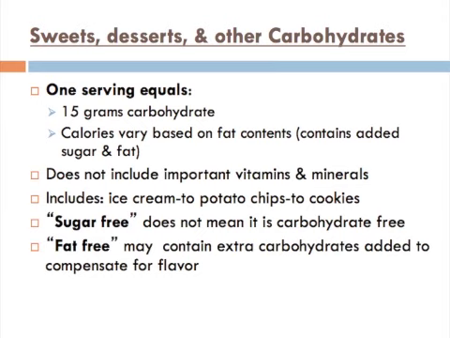Sweets, desserts, and other carbohydrates. It's kind of hard to tell sometimes with these particular foods. A serving of this group is about 15 grams of carbohydrate. Calories do vary based on the fat content. Typically, the higher the fat content, the higher the calories. This group does not include any important vitamins and minerals and includes foods such as ice cream, potato chips, cookies, sherbet, things like that.